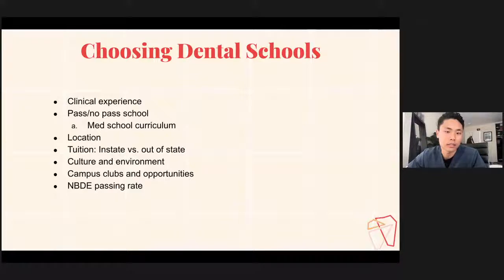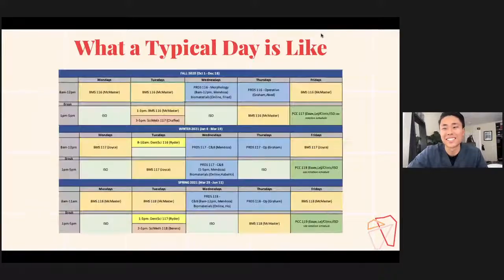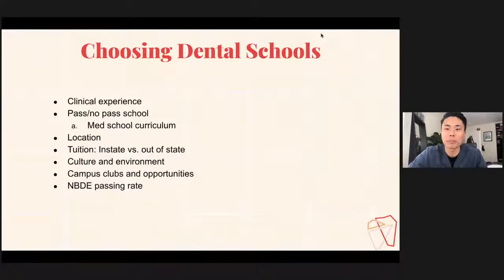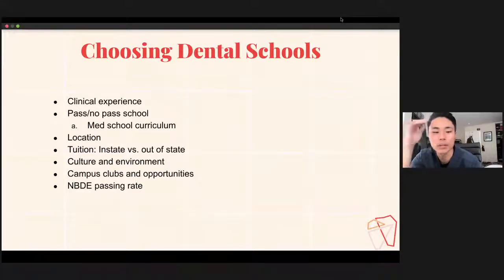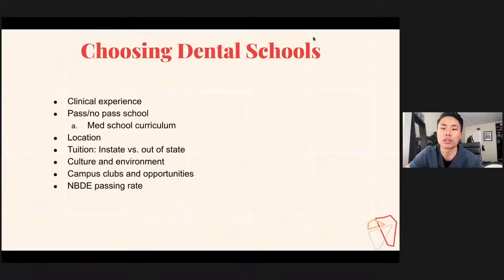And another thing to consider is campus clubs and opportunities. I think this is quite important because when you're going to a school, you want to make sure that not only are you learning through your didactic courses, but I also feel like I've found the most benefit through attending lunch and learns hosted by clubs.